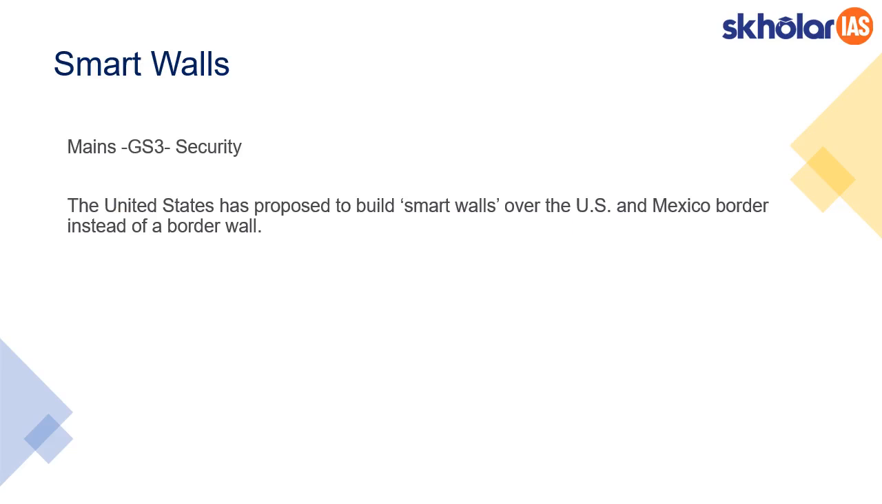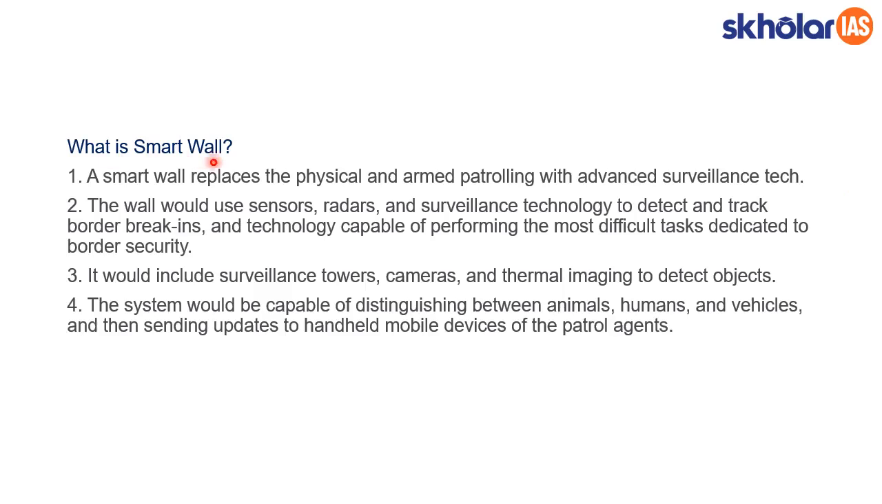Initially, it was told that they wanted to build a physical wall, that is a border wall. But now the United States has proposed to build smart walls over the US and Mexico border. What is a smart wall? Basically, a smart wall replaces physical and armed patrolling with advanced surveillance techniques. The wall would use technologies like sensors, radars, and surveillance technologies to detect and track break-ins, and technology capable of performing the most difficult tasks dedicated to border security.